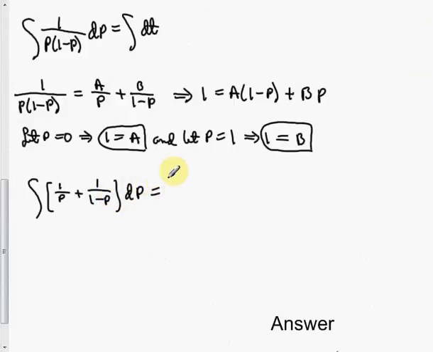So that's equal to the integral of the dt, just write t, some constant there. So I integrate the left side, and that gives me what?